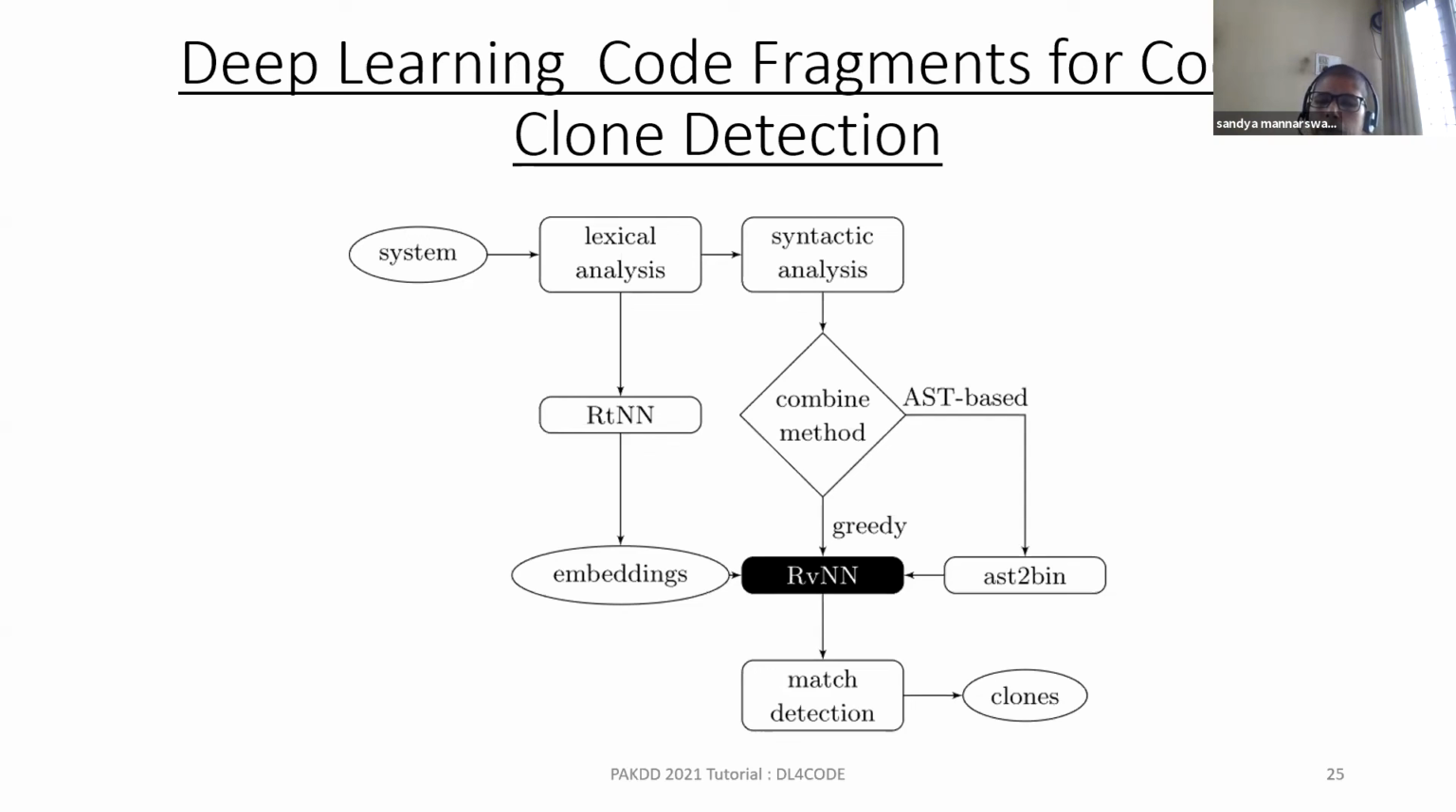Okay, so this paper is again interesting from the perspective that you need to combine both surface-level or lexical similarity and syntactic similarity to make headway into detecting clones which are not textually similar, right?